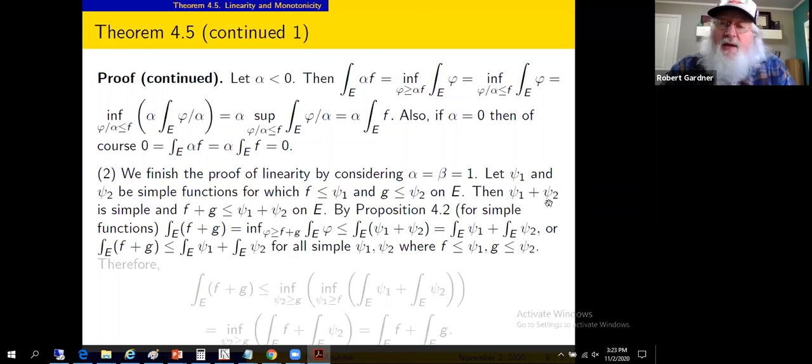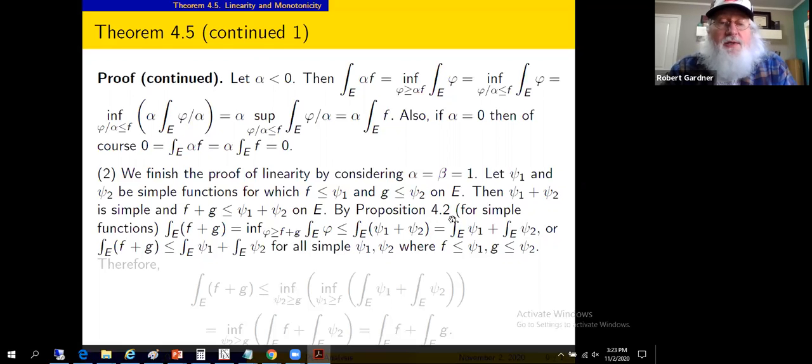Then the sum, psi1 plus psi2, is simple. Sum of simple functions is simple. Simple was measurable and takes on a finite number of values. I'm sure sums of simple functions are simple. The inequality behaves the way it should. f plus g is less than or equal to psi1 plus psi2 on set E.